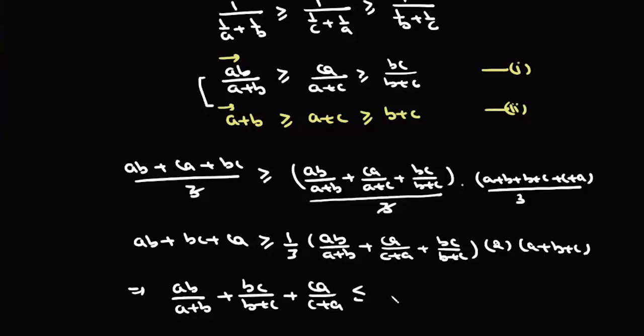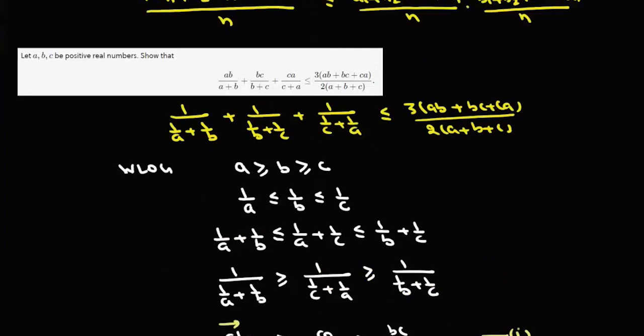It is less than or equal to 3 times (AB + BC + CA) upon 2 times (A + B + C), which is what we need to prove in this question.